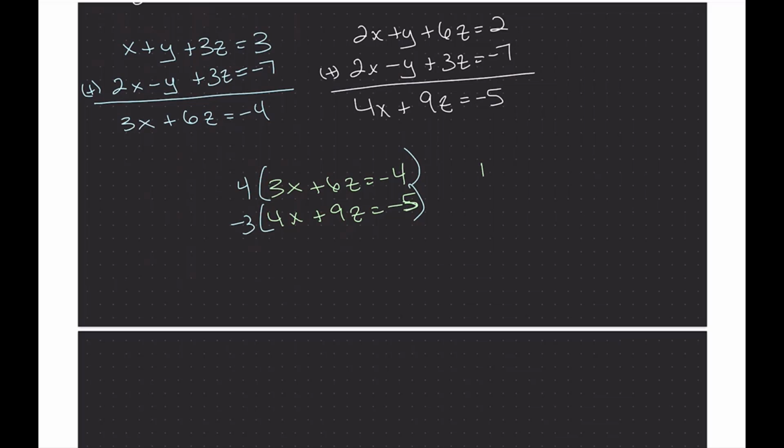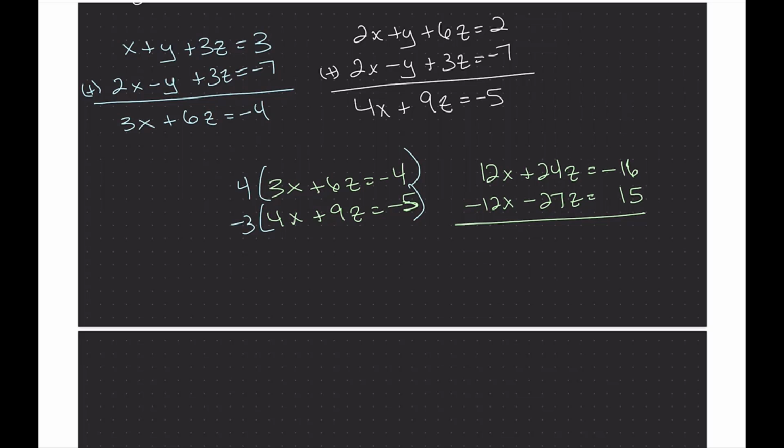So what do I get? I get 12x plus 24z equals negative 16. And then on the second one, I have negative 12x minus 27z equals a positive 15. Everybody picking up on what I'm laying down? Yes. Add these together.